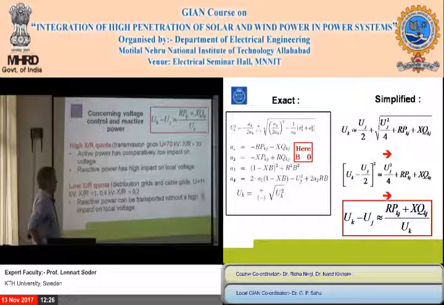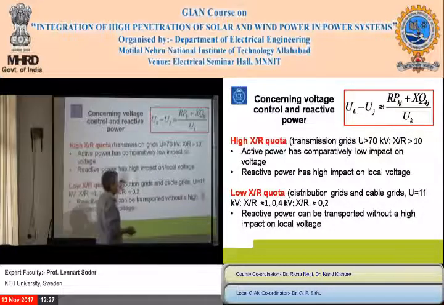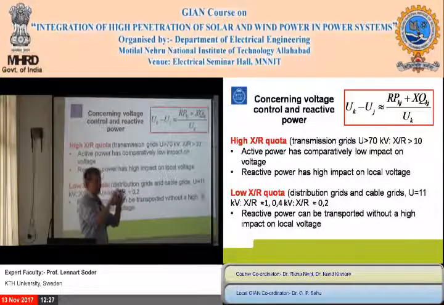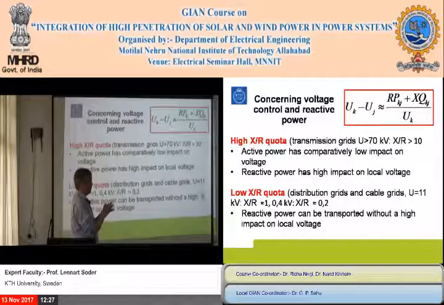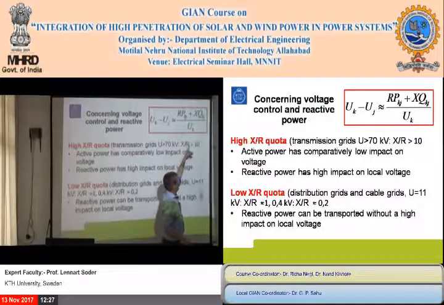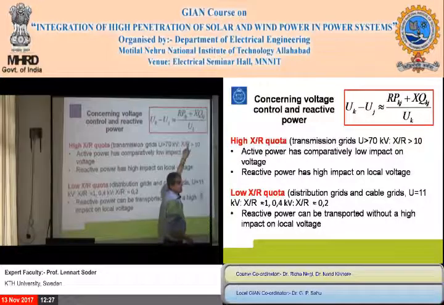High XR quota, that is what we have in transmission grids, for example, when we have more than 70 kilovolt. The reason why we have this is that you have very thick lines when you have 70 kV or 130 or 66 kV. Then you normally have very thick lines, and this means that the R is very small. The X is normally the same for all overhead lines, around 0.3 to 0.4 ohms per kilometer. So this is rather constant for all overhead lines, but the R is very different.